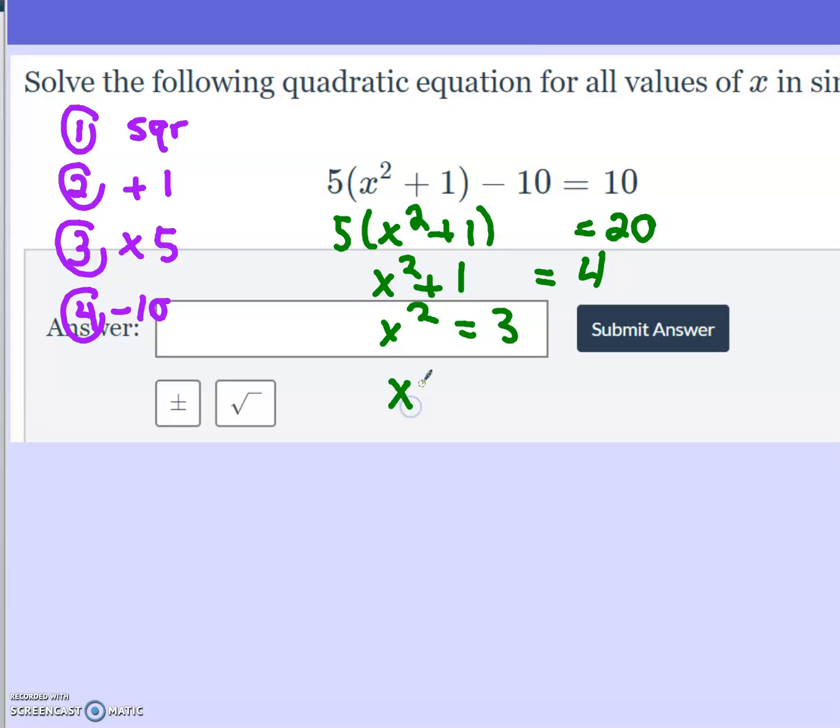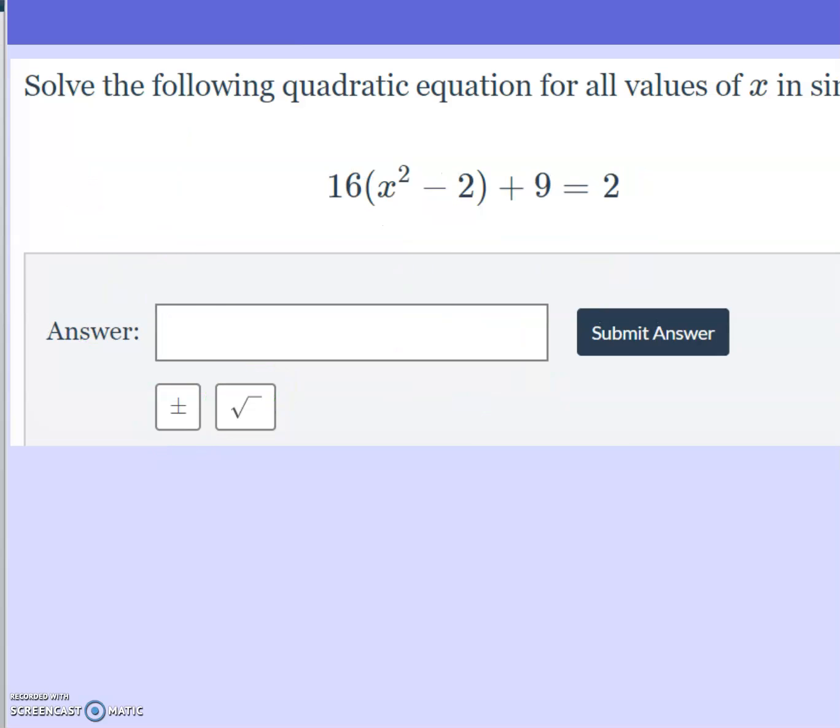And of course, 3 isn't a perfect square. So we'll just write square root 3, and don't forget there's plus and minus. So again, we'll just type in plus or minus root 3, and then we'll be done. Okay, so we're continuing to use the same skills here.